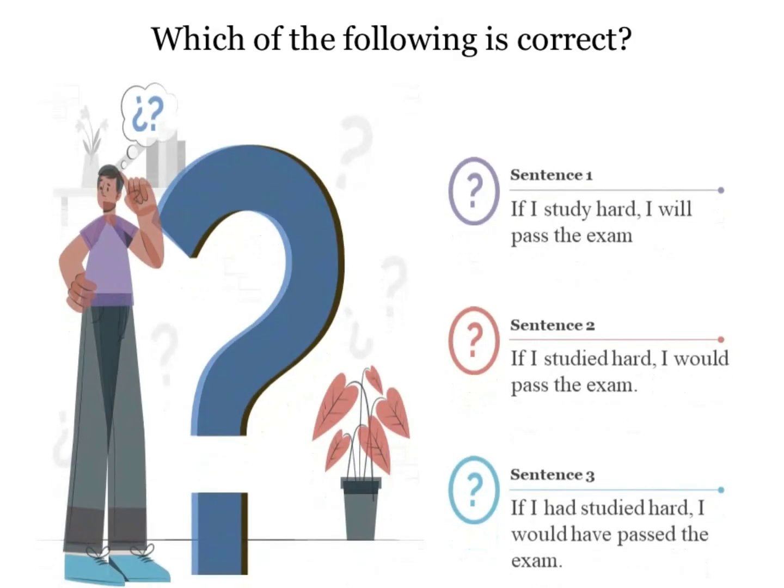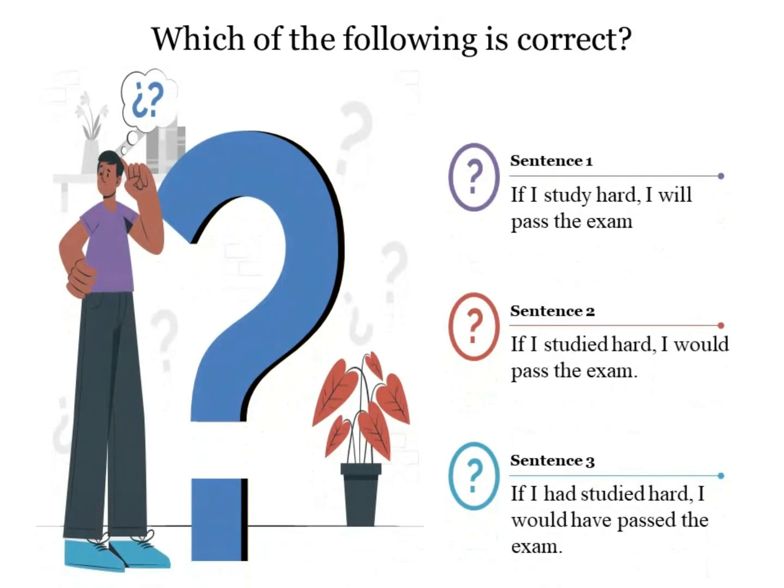So you can see three sentences on your screen. Sentence number one, if I study hard, I will pass the exam. Sentence number two, if I studied hard, I would pass the exam. Sentence number three, if I had studied hard, I would have passed the exam.